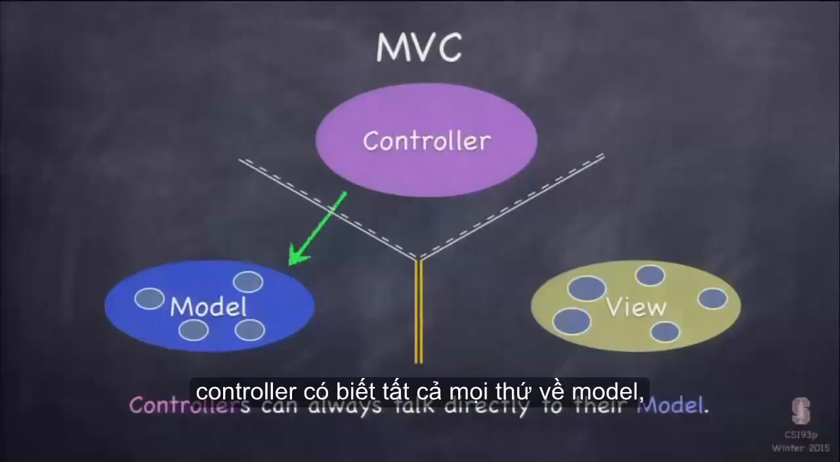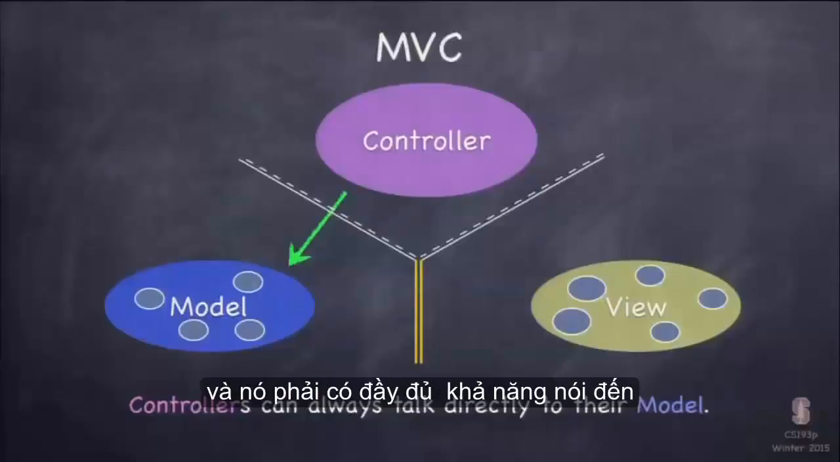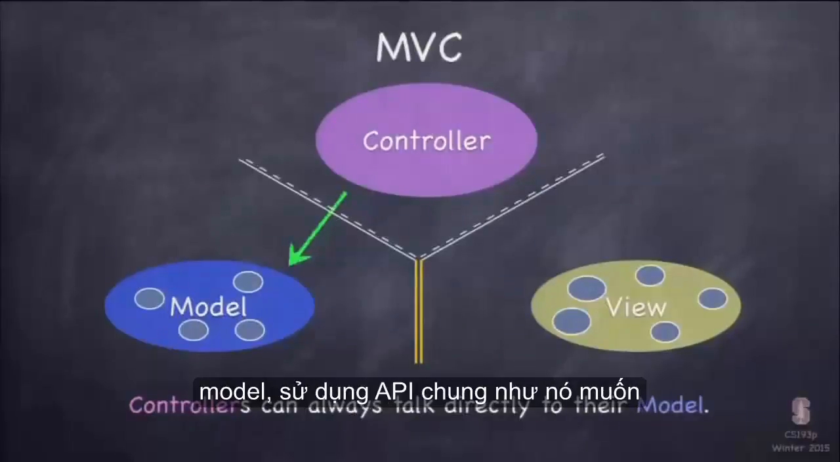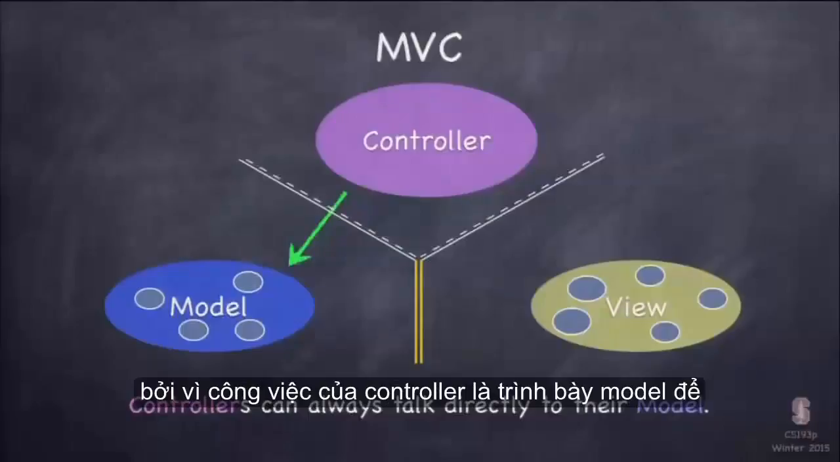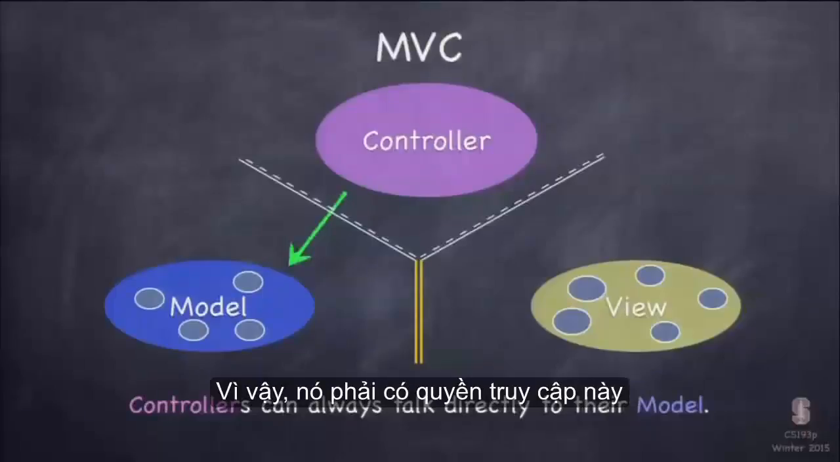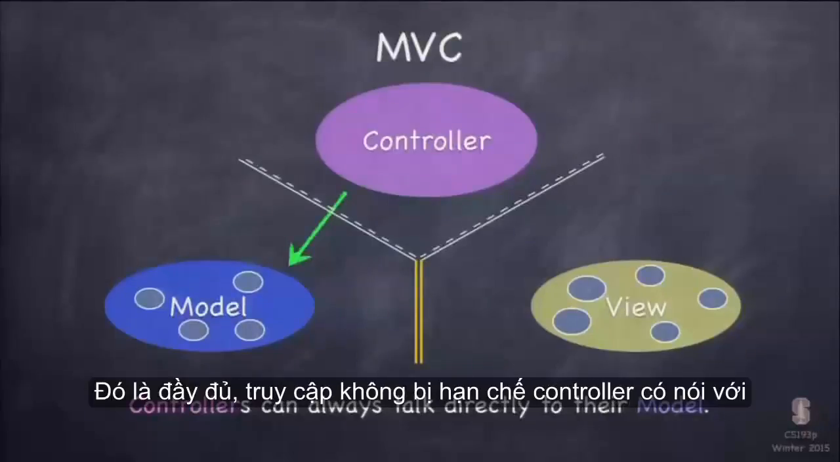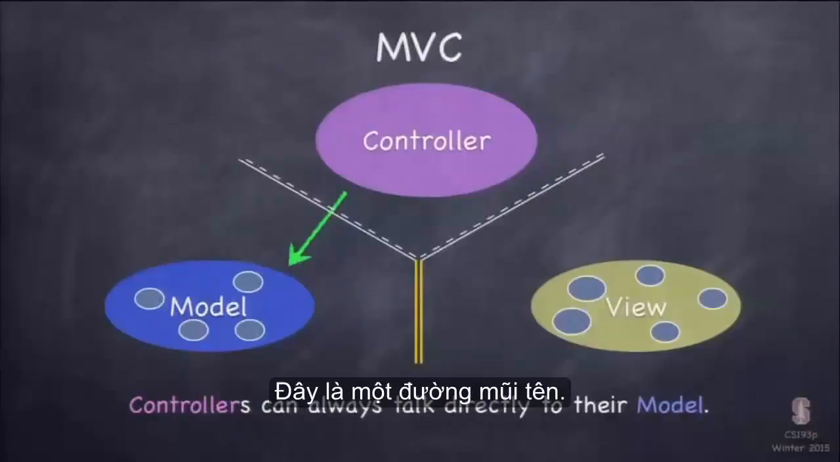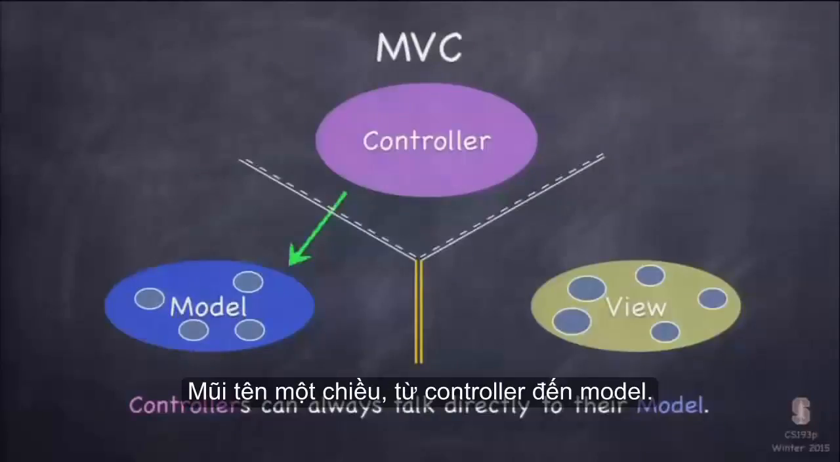The controller has to know everything about the model, and it has to have complete ability to talk to the model, use its public API as much as it wants, because the controller's job is to present the model to the user using its view as its minions. So it has to have this access. So that's full unrestricted access the controller has talking to the model. This is a one-way arrow from the controller to the model.